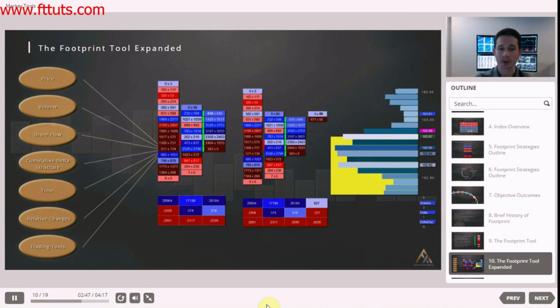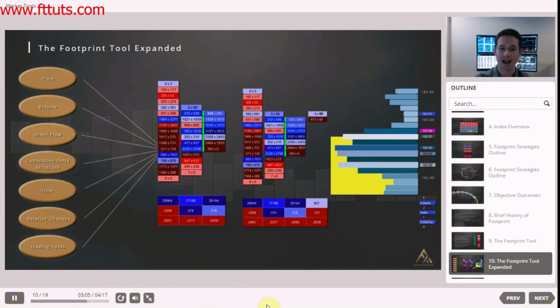The next element we look at is time. Again, like I mentioned, each one of these rotations can be time-based. They could be 5 minute, they could be 30 minute, they could be daily, or they can be based on rotations. Now, the next thing we look at is relative changes within the tool.